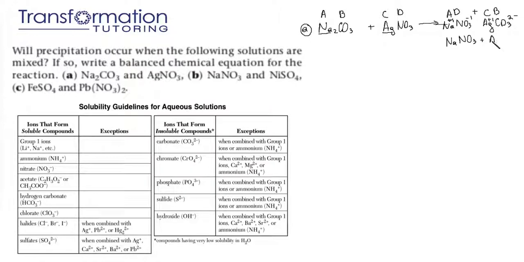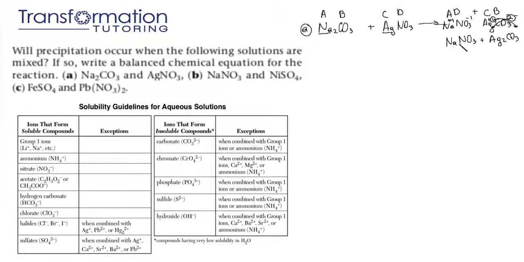And so our formula becomes Ag2CO3 because we cross multiply these numbers. This one goes here and this one goes here, and we get Ag2CO3, I'm sorry.